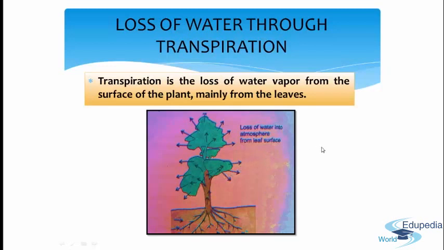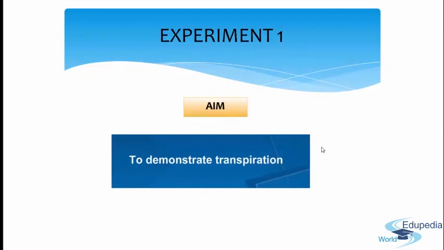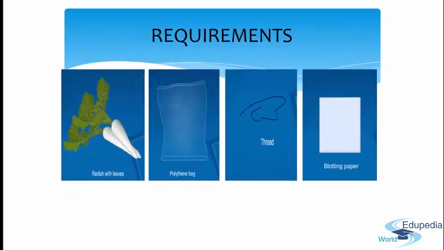Further, we'll look at experiments which will help us better understand the process of transpiration. So let's begin the demonstration of transpiration. The aim of the experiment is to demonstrate transpiration. See, these are the requirements. We need radish with leaves, a polythene bag, thread, and blotting paper. You can take any other vegetable instead of radish.